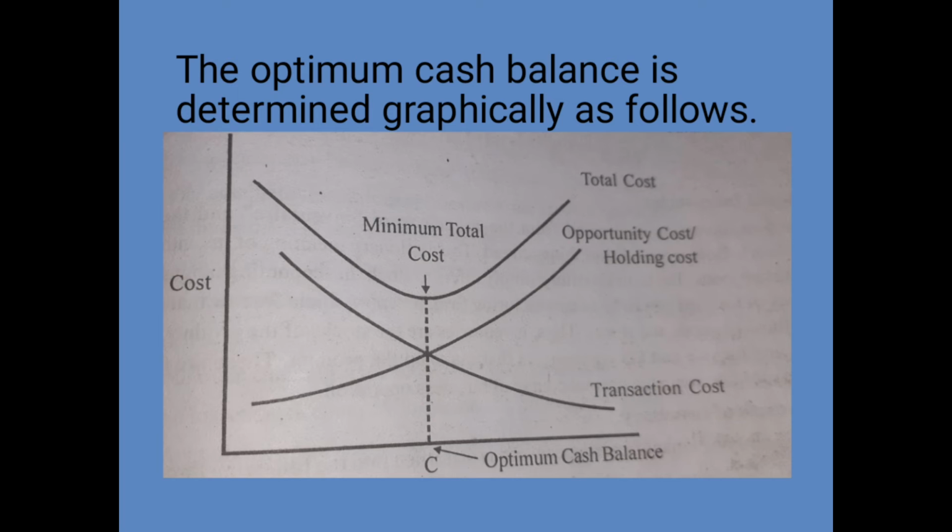So here, when the cash balance is increasing, we see the transaction cost is decreasing. Okay, when the cash balance is increasing, the transaction cost is decreasing. Transaction cost means the brokerage cost and all.